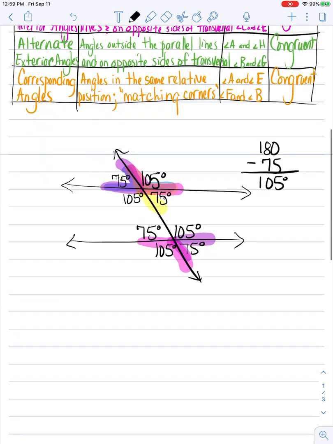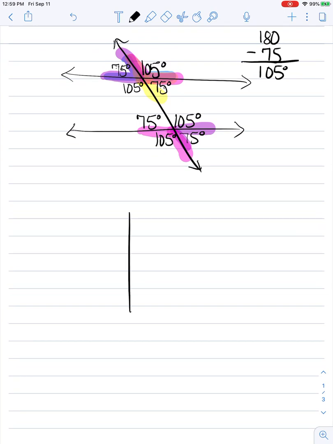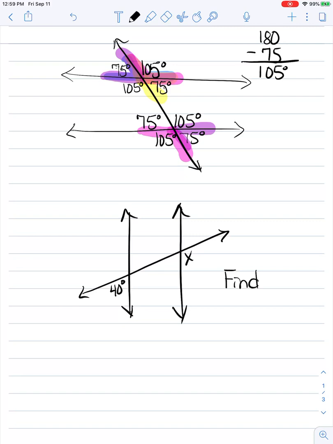So let's just try another one from scratch. So I'm going to draw two parallel lines, two lines that will never touch. And I'm going to draw a transversal that goes across like this. And here's what you might see. You may see an X here, and then you might see a measurement here. And then the question may say, find X, or find the value of X.